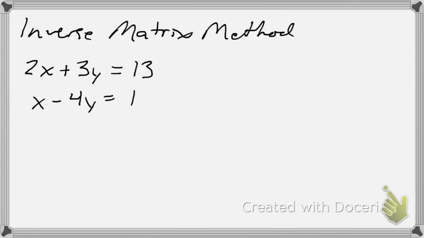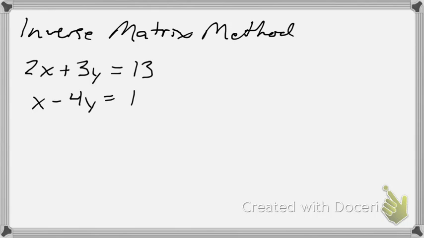So now what we're going to do is solve a system of equations using what's called the inverse matrix method. We've already learned 4 methods of solving a system: substitution, elimination, graphing, and Cramer's rule, which was just the last section, Cramer's rule, 4-6. Today we're going to do the inverse matrix method.